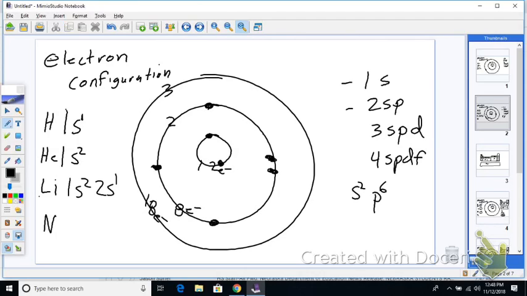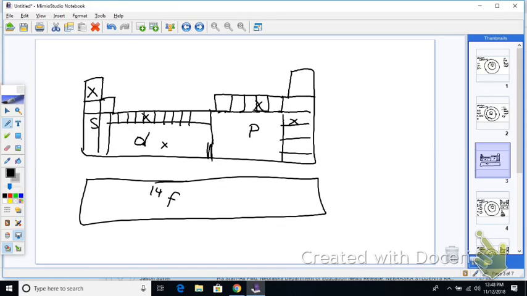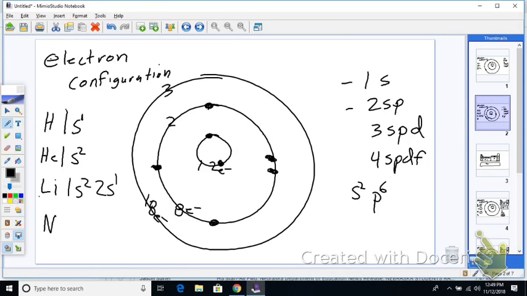Now, from what we did here, and I talked about going across the P's, you know that nitrogen is right here, and that should give you an indication of what it's going to end in and how many electrons are in those P's based upon its location within that second column. Okay?